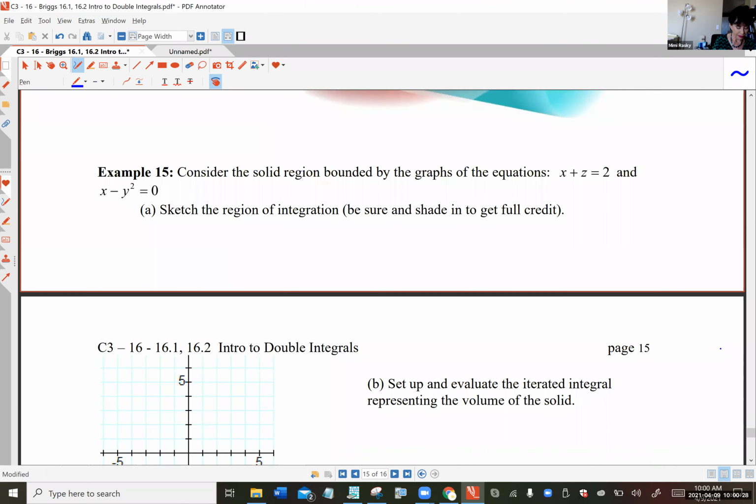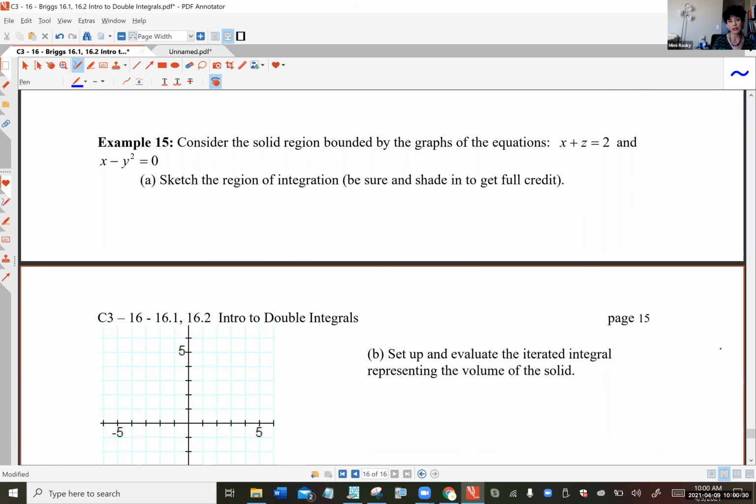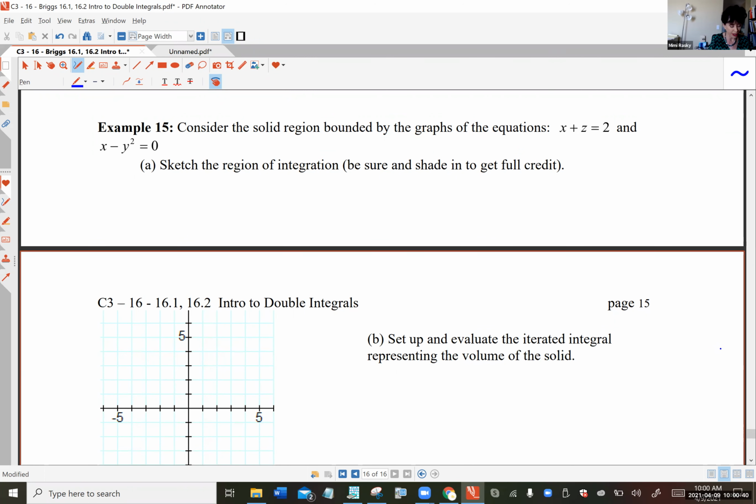Example 15, because this is a solid that is not restricted to the first octant. So I don't want you to get addicted to everything's first octant only, because it may not be. So be very mindful when you're doing the problems. How do I know it's not? Well, because I don't see in the word problem here when they're saying consider the solid region bounded by these equations, it doesn't say first octant, so that's one possible.